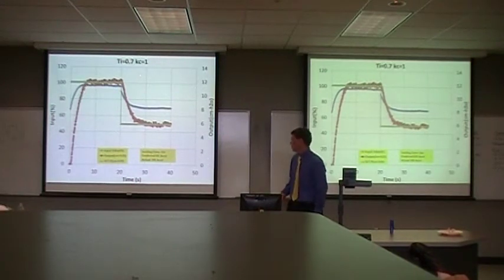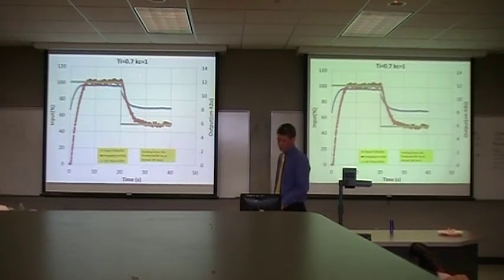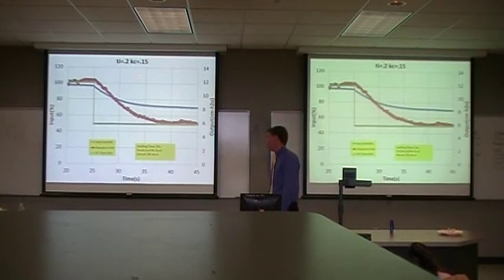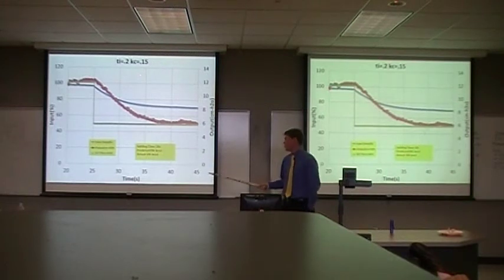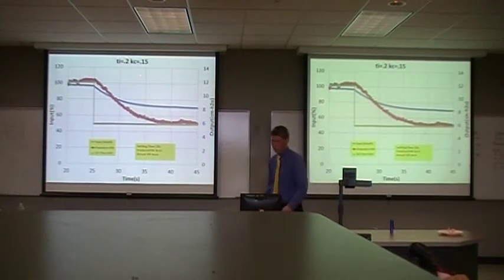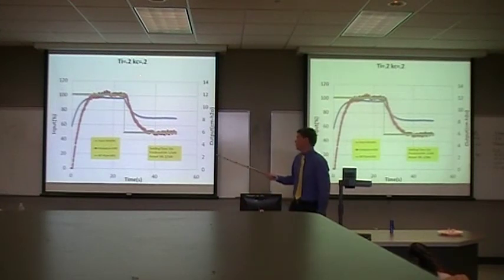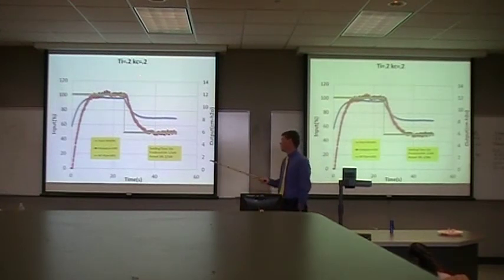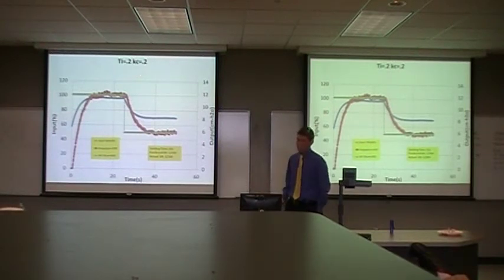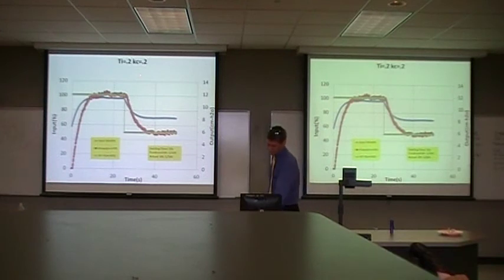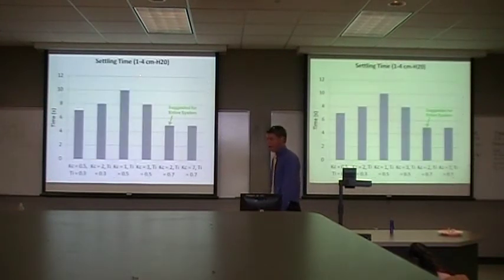For tau I equals 0.7 and Kc equals 1, the settling time was 10 seconds, and the predicted decay ratio and actual decay ratio were both critical decay. For 0.2 and 0.15, the settling time was 20 seconds. The predicted decay ratio was critical, and the actual was critical as well. For 0.2 and 0.2, the settling time was 10 seconds. The predicted decay ratio was 1 over 500, and the actual decay ratio was 1 over 500.